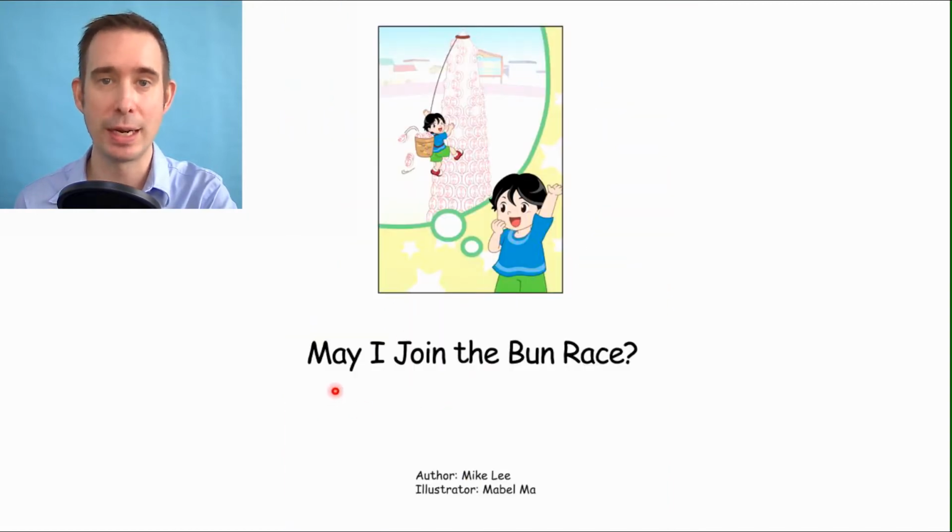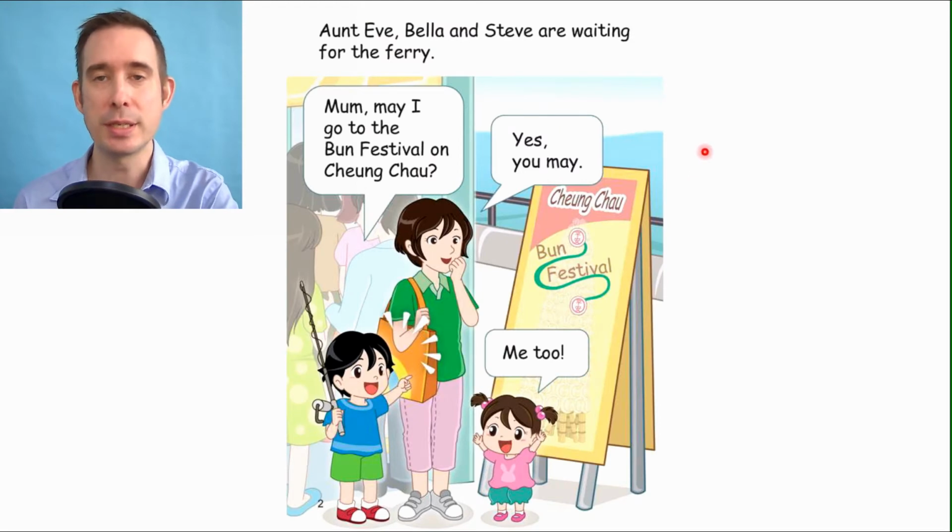This is the title page and we can read again. May I join the bun race? All right. So this is a different type of book, something that we haven't really looked at before. It's kind of like a comic. Now the comic has a couple parts. We have the top or the bottom, which is your normal text. But then inside the picture, we have speech bubbles. And the speech bubble is a box with different words, and it points at somebody. So this speech bubble here is pointing at the boy, which means he's the one talking. And this one here is pointing at the mom, and this one down here is pointing at the little girl. So that tells you who's doing the talking in comics.